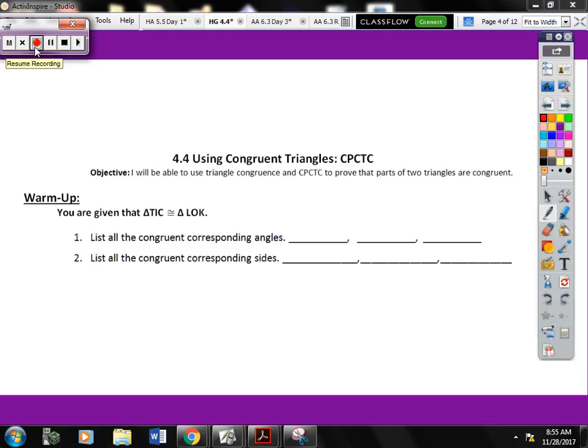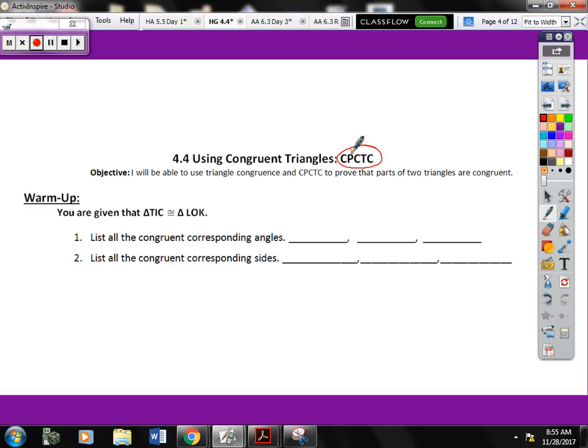So section 4.4 says using congruent triangles, and then it says CPCTC, and that's an acronym to stand for a phrase that we're going to learn below. But you want to memorize the CPCTC. You'll hear me say it a million times, and you'll also hear me say what it means a million times, both today and tomorrow.